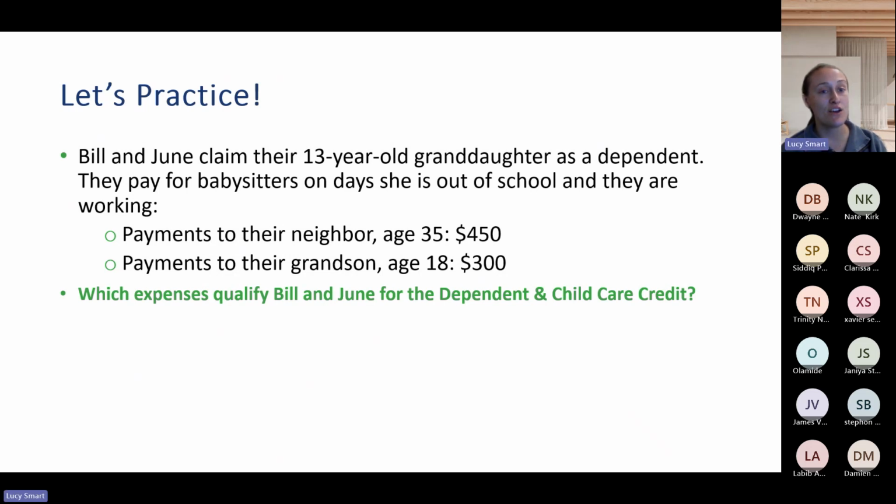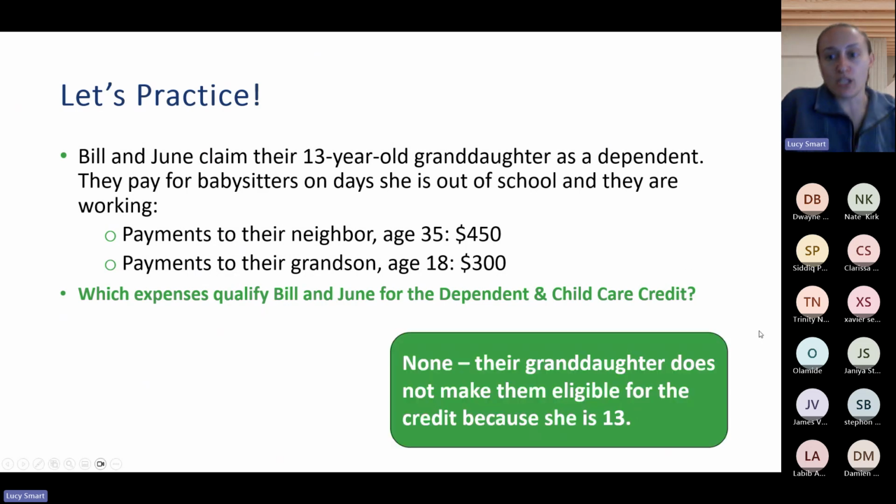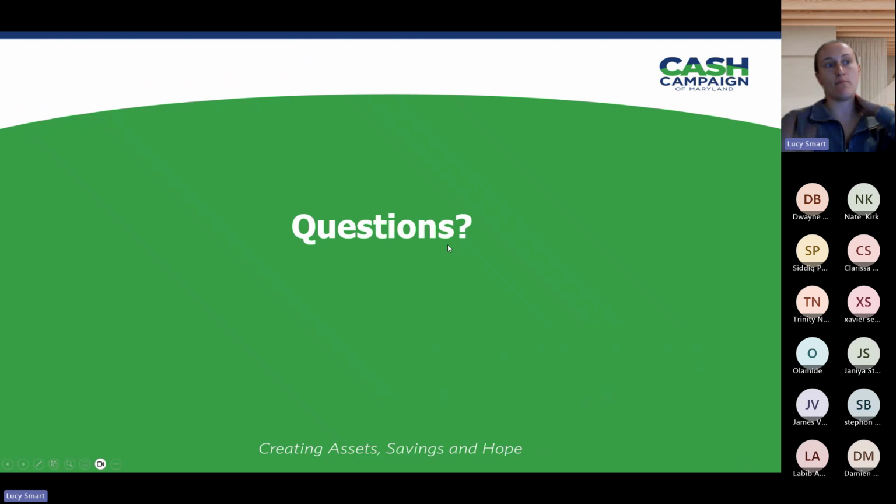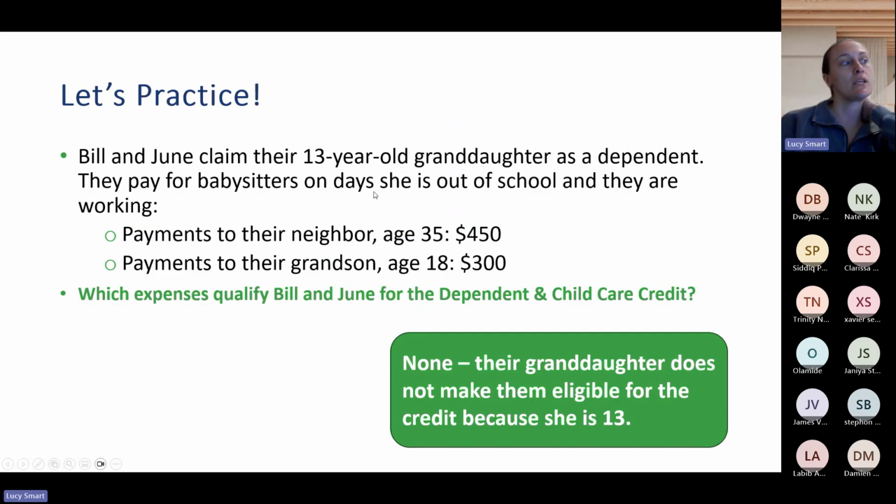Okay, so the important thing to know here is the original eligibility. If you remember, the child and dependent care credit is for expenses paid for children under 13, for when you're working or looking for work. So because the granddaughter is 13, none of these expenses can be claimed. Yep, that's why I said it's a trick question. But Trinity, if she was 12, then you're correct. The payments to the neighbor could count as long as the neighbor's okay with them putting the social security number on the return. The grandson, if he's claimed as their dependent, does not count.